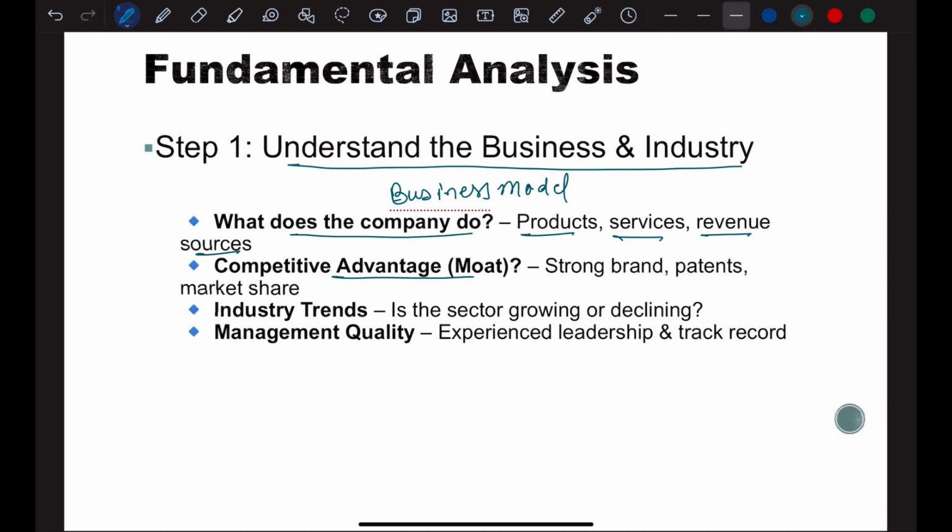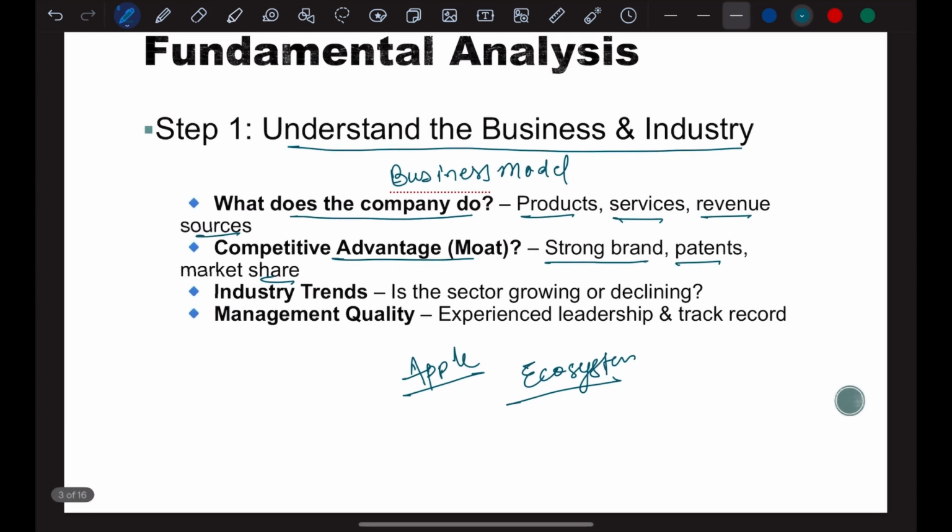The second thing is getting knowledge of competitive advantage. Does the company have any standout features like a strong brand name, strong patents, or what is the market share of the company? A company like Apple has a very good brand name and strength from its ecosystem. Most of Apple's revenue comes from the ecosystem. So that's how we're going to analyze a product and look for a strong brand name.